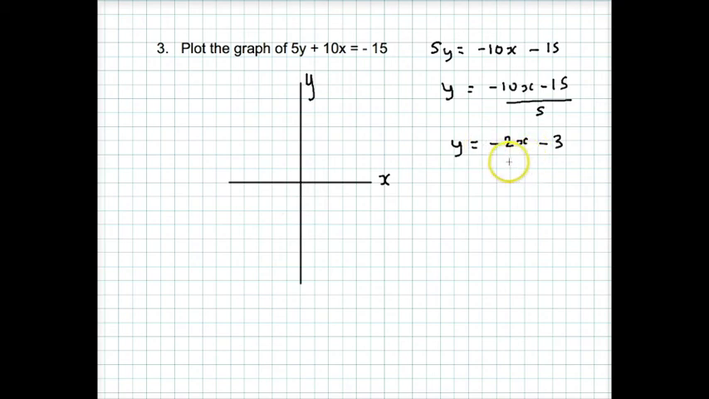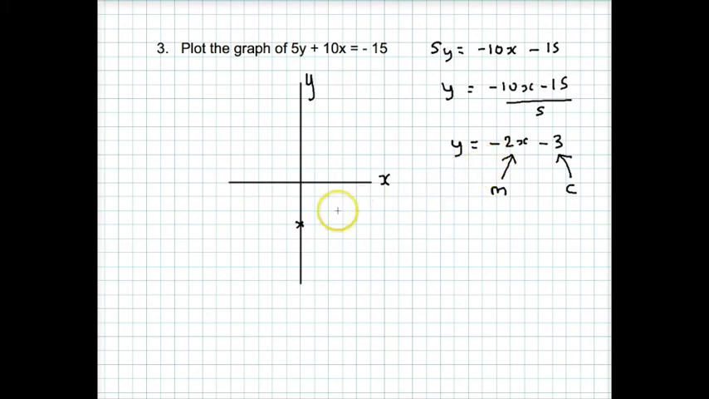I can now use what I know about this equation to plot my graph. I know that this value here, the minus 2, is represented by m. m represents the gradient of the graph. I also know that this value here, the negative 3, is represented by c. So c tells me the y-intercept of the graph, where the graph cuts the y-axis. So my graph cuts the y-axis at negative 3, so I could put that point in. I also know that the gradient is negative 2.